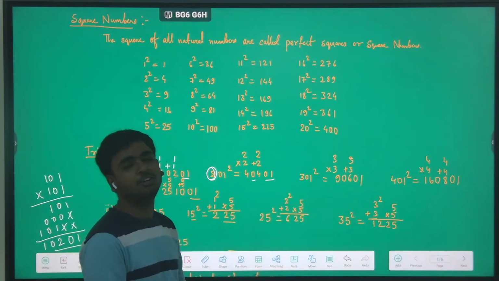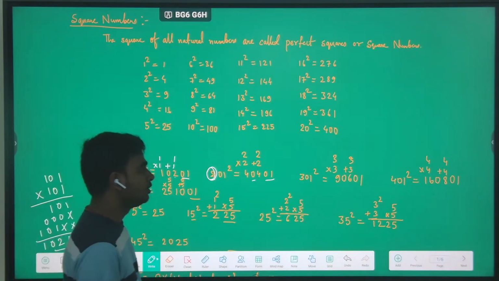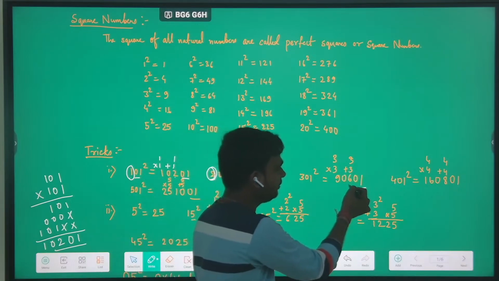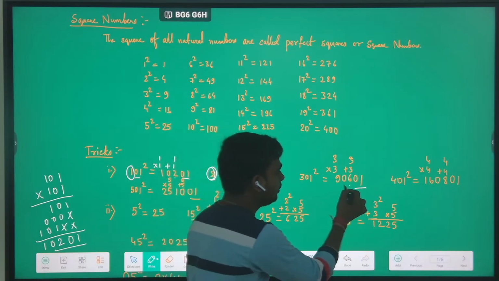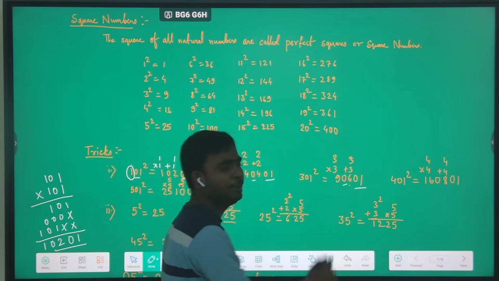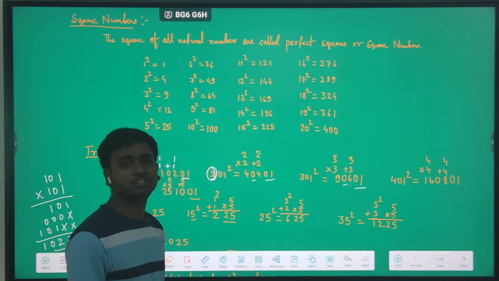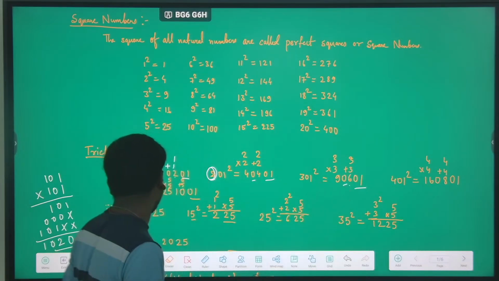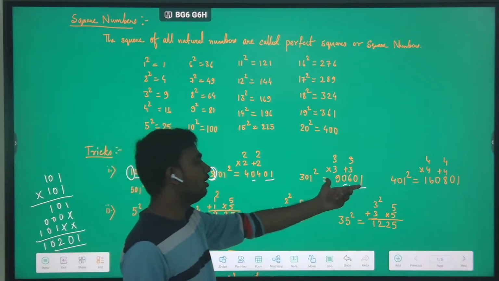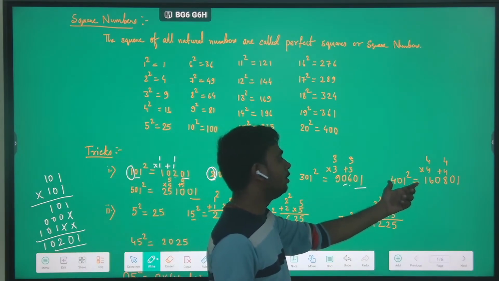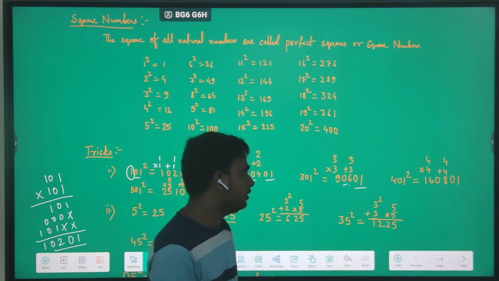Similarly, for 301 whole square, what will we get? This 01 will be the same, 3 plus 3 will be 6, this 0 will be the same, and 3 into 3 will be 9. So the value of 301 whole square will be 90601. So without any calculation, we can find the value of this type of numbers. For example, we are finding the whole square of 401. What will be the value?